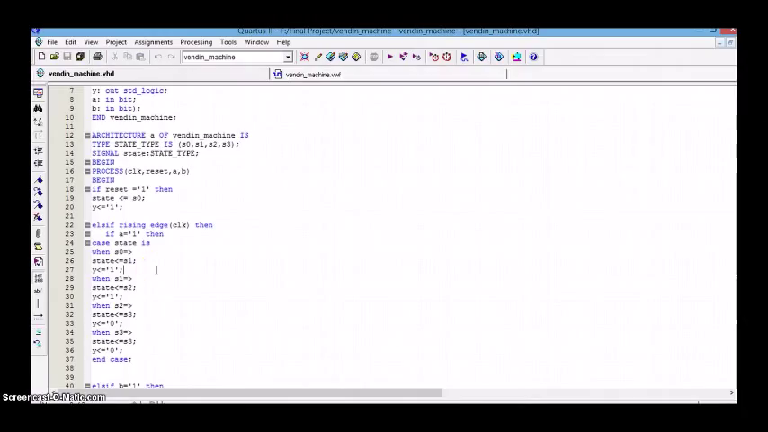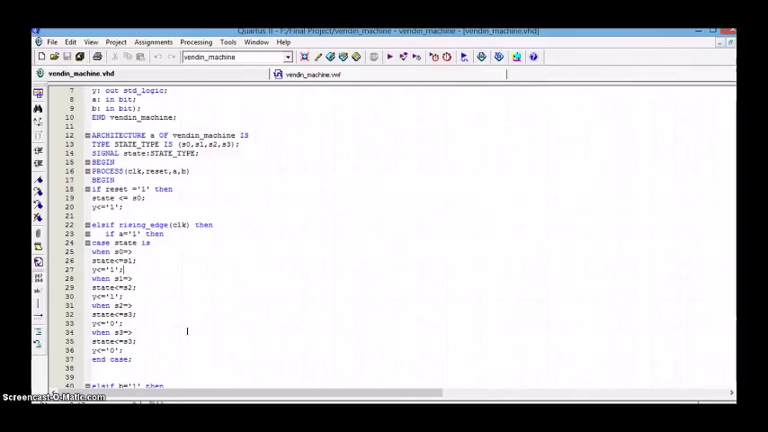Hi, I'm Nigel. I'm going to talk to you about the VHDL code. As you can see here, A represents 5 cents, B represents 10 cents, and Y is the output that you will get. The reset button must be pressed before you can start putting in the coins, so you turn it into state 0. Every time you put 5 cents, you'll jump by one state. So from state 0 to state 1, then you put another 5 cents, state 2, until you reach state 3. When you reach state 3, your coffee will come out.